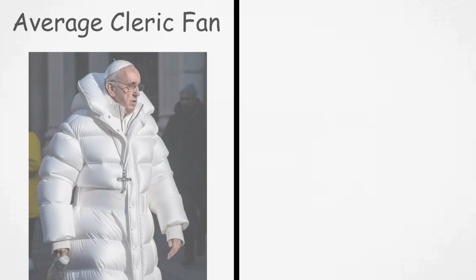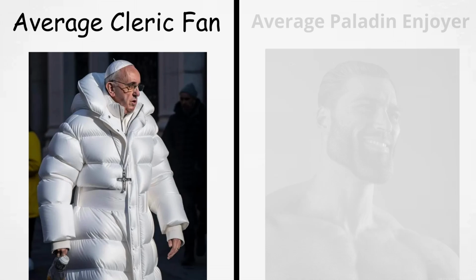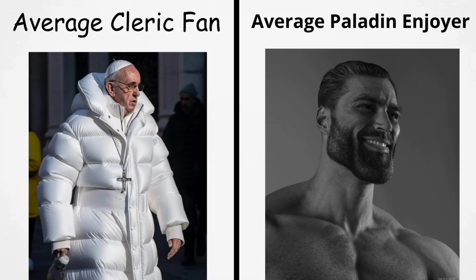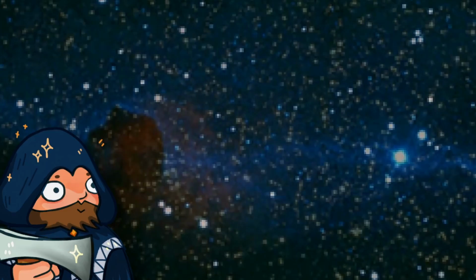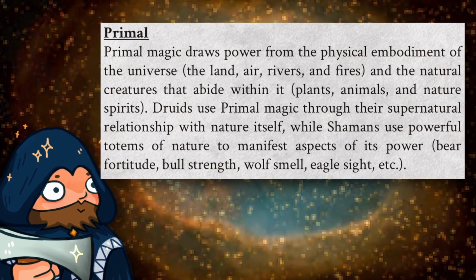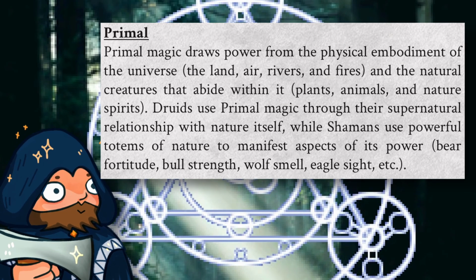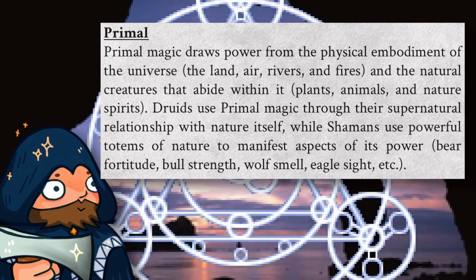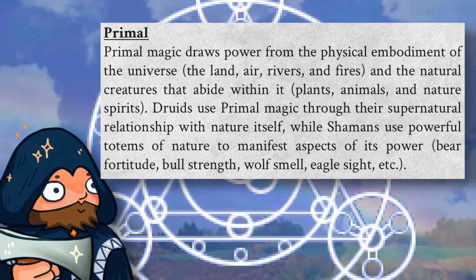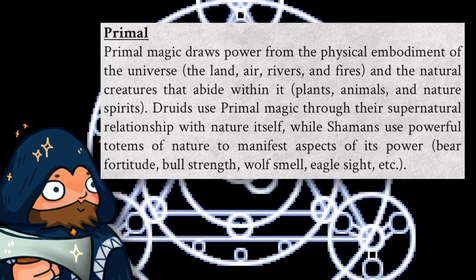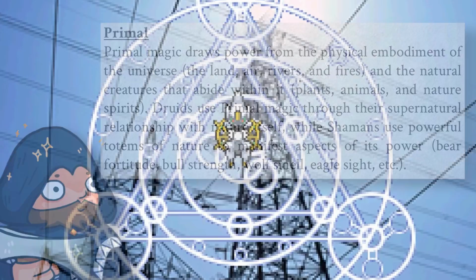Wait, Clerics are granted magic by gods, and paladins are granted magic through their sheer Sigma male grind set. And lastly, we have primal, which covers magic drawn from the world and the universe, and all the natural creatures within. Druids can use their primal magic through their relationship with nature, while shamans can use powerful totems to draw upon and manifest their powers.